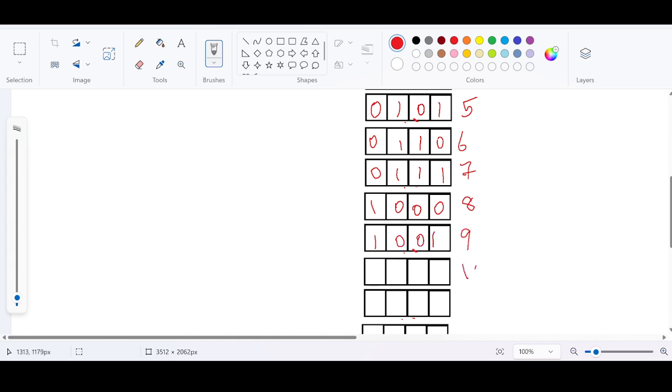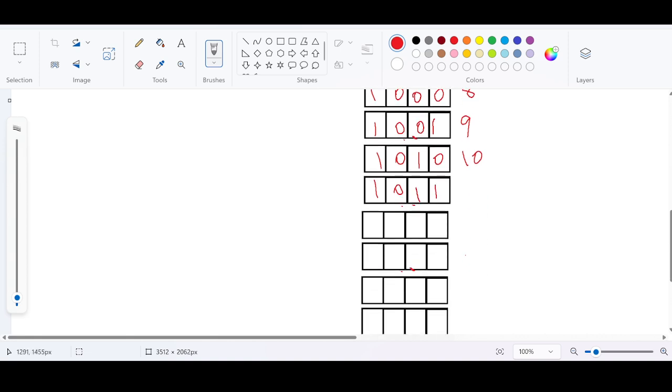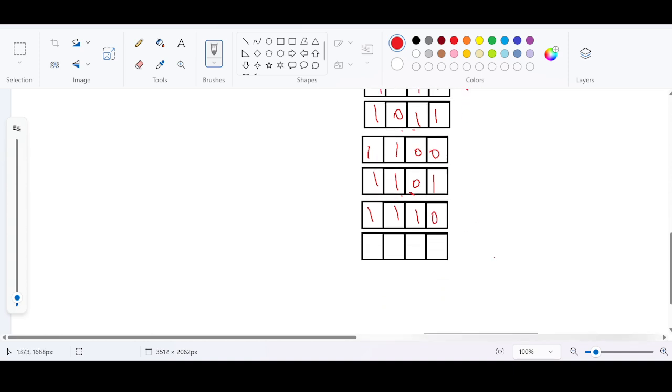And 10 is what? 1, 0, 1, 0. 11 is 1, 0, 1, 1. Right? And 12 is 1, 1, 0, 0. 13 is 1, 1, 0, 1. 14 is 1, 1, 1, 0. Right? And 15 is what? 1, 1, 1, 1.